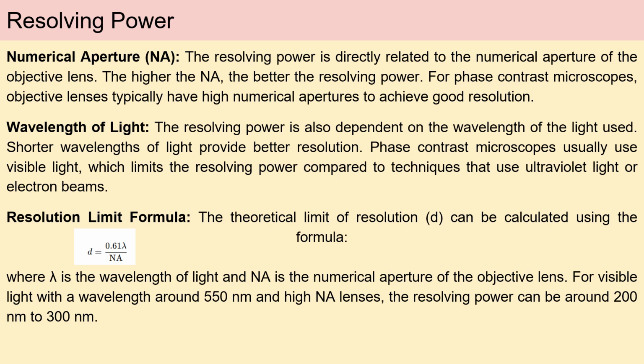However, practical resolution may be slightly lower due to optical aberrations and the quality of the phase contrast components. While phase contrast microscopy enhances contrast and allows for the visualization of transparent specimens without staining, it does not significantly improve resolution compared to bright field microscopy. Its primary advantage lies in its ability to make transparent and colorless specimens visible rather than in achieving superior resolution.